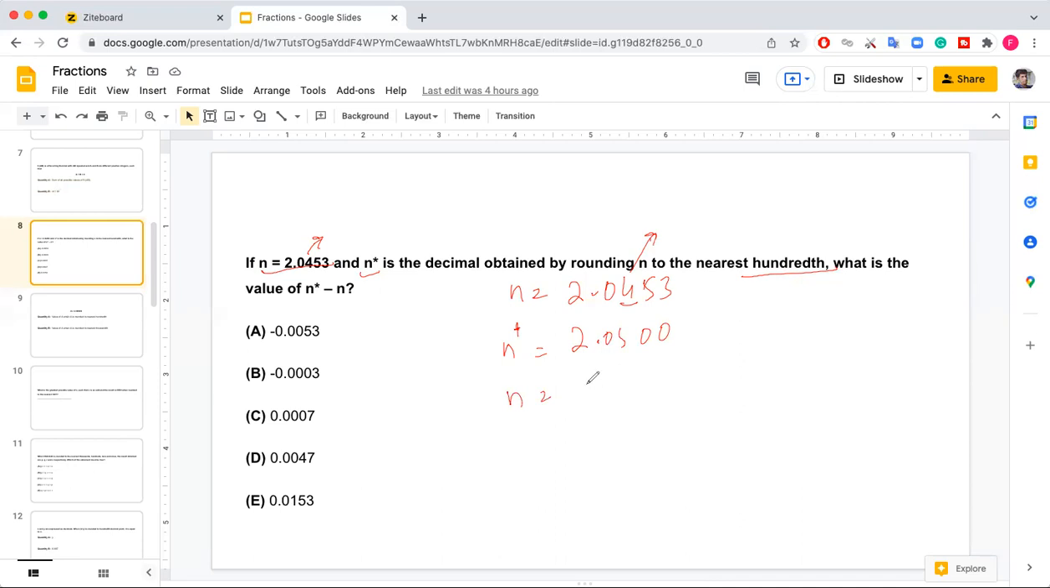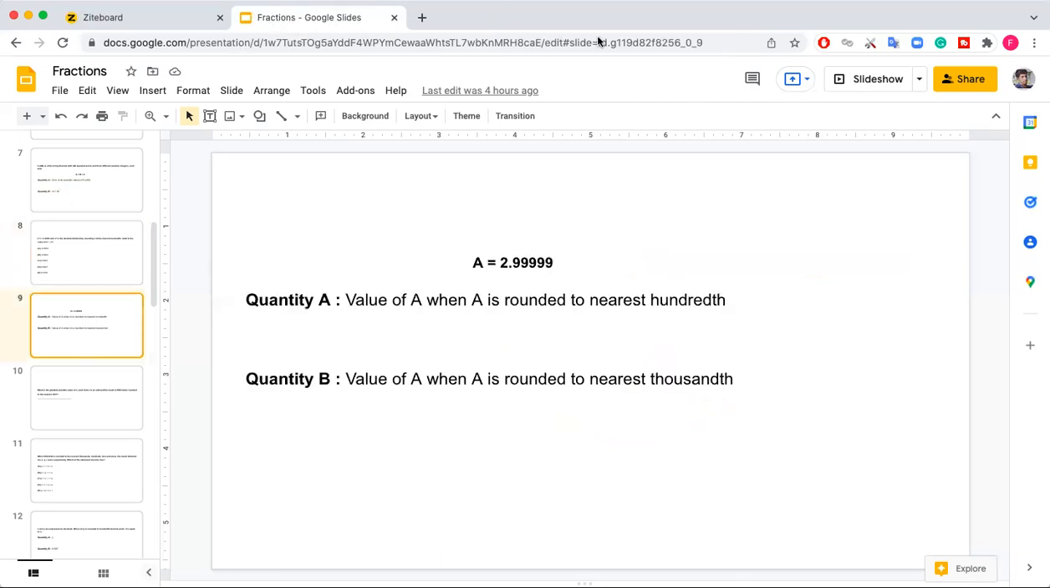So if you subtract n, which is 2.0453, from this: this is 10, this will become 7. So 1 is already taken, this is 9, so this will become 4. This is already 4. This is 0, 0, 0.0047. No issues in this? No. Perfect. Okay, so try this question.